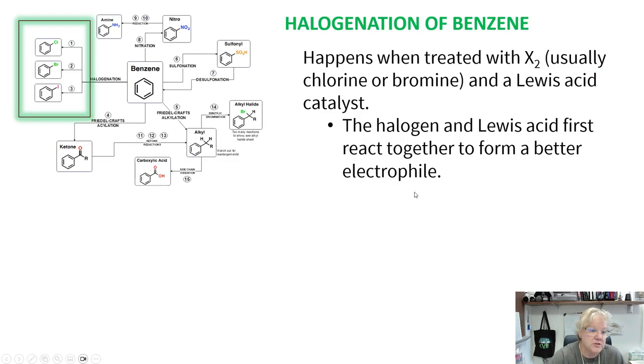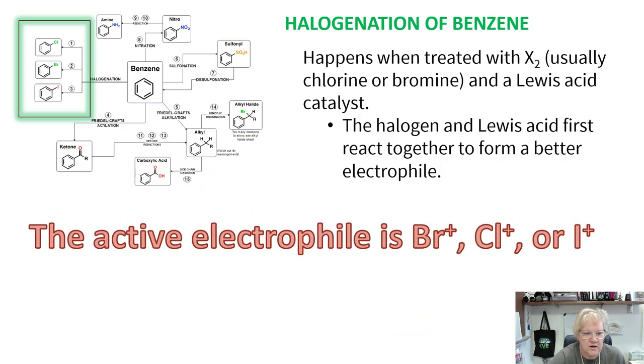So we're going to start with halogenation of benzene, which is right here. It happens when you generally treat it with a diatomic halogen. We're going to talk about chlorine and bromine, with a Lewis acid catalyst. The halogen and Lewis acid react first together to form a better electrophile. That's what's important. In this case, the active electrophile is bromine, chlorine, or iodine plus 1.